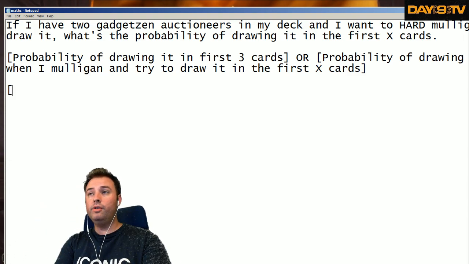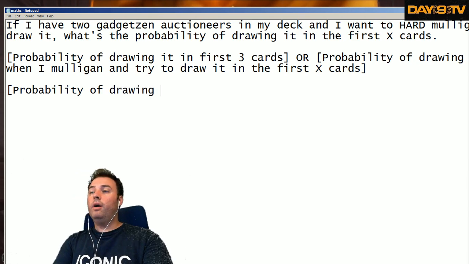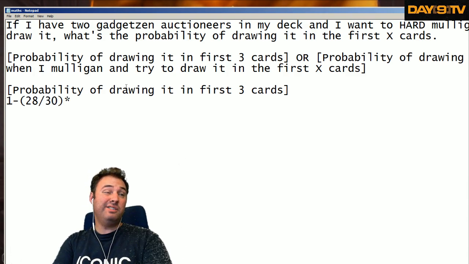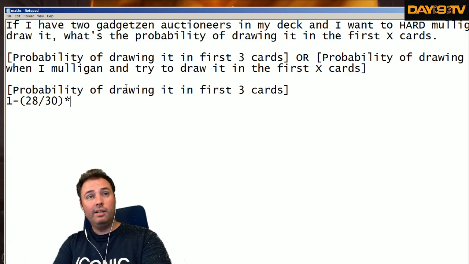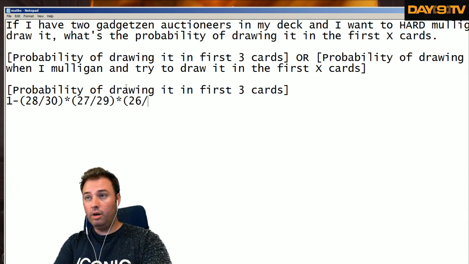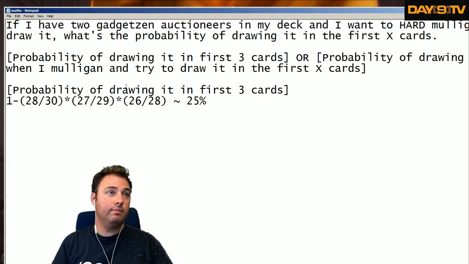Cool. So let's do the first one. Probability of drawing it in the first three cards. Okay, so what is that? That's 1 minus, we already computed this. Can't type. It's me doing the opposite of not drawing it. So 28 over 30 times 27 over 29 times 26 over 28. And we computed that to be about 25%. 25% of the time, I just get it right away. Cool.